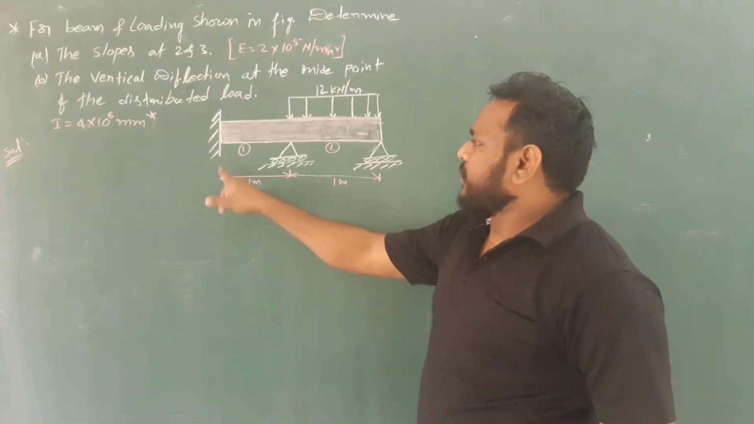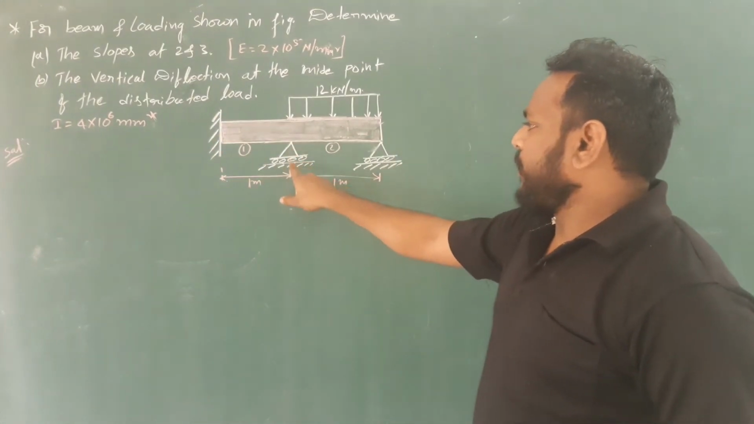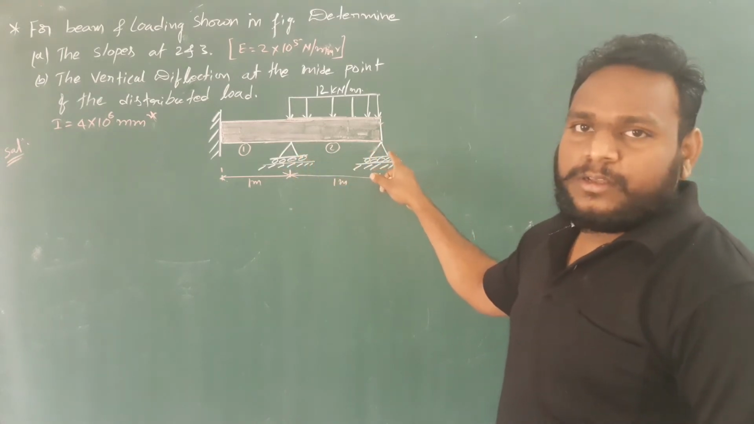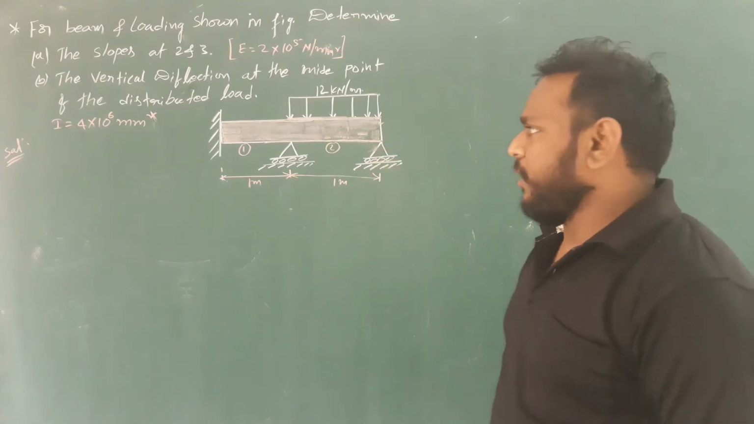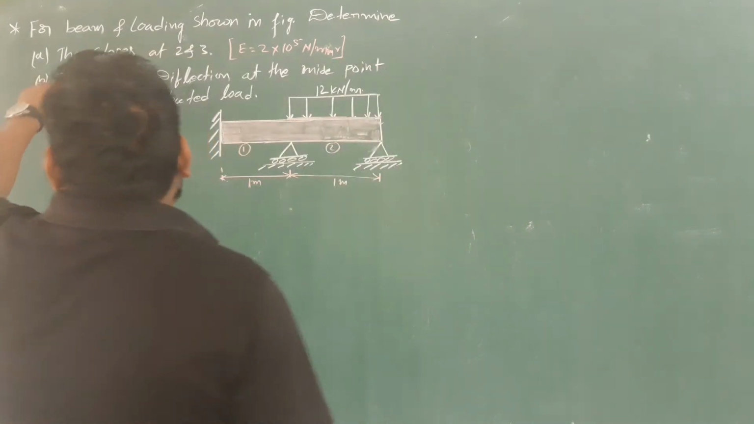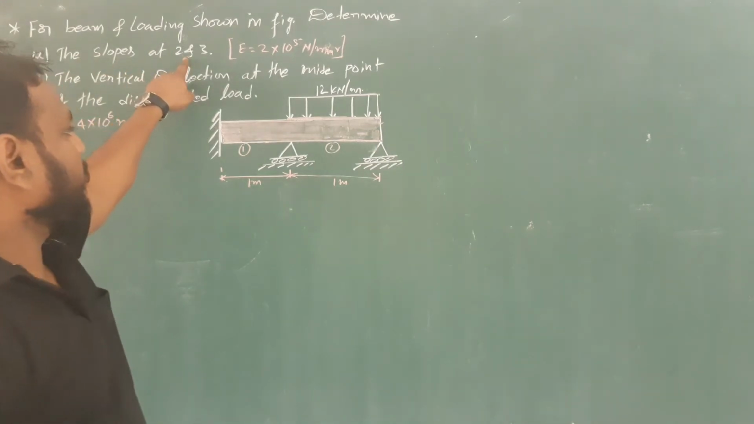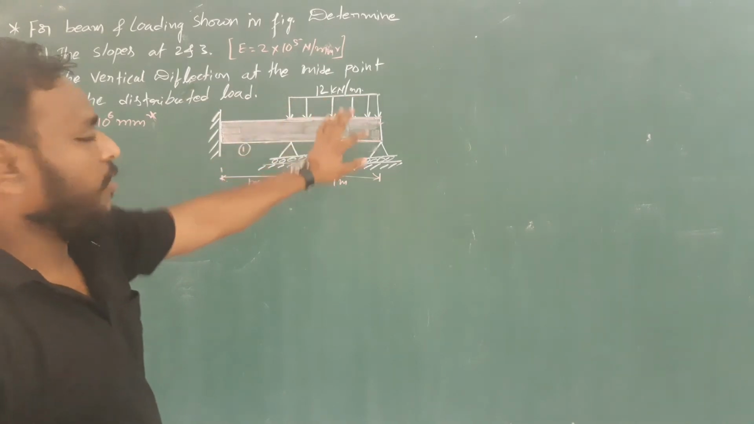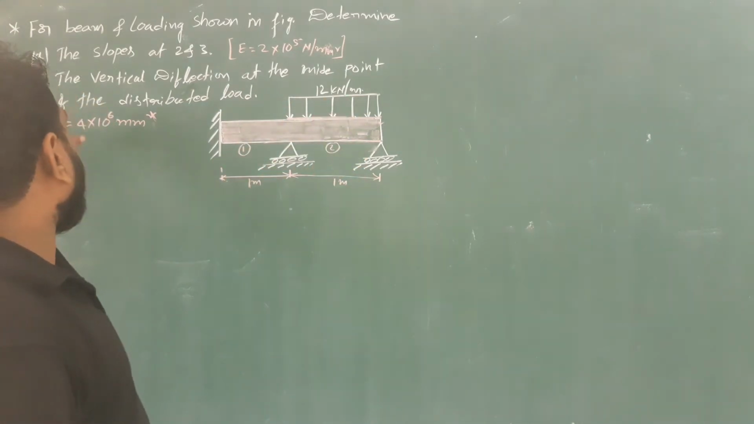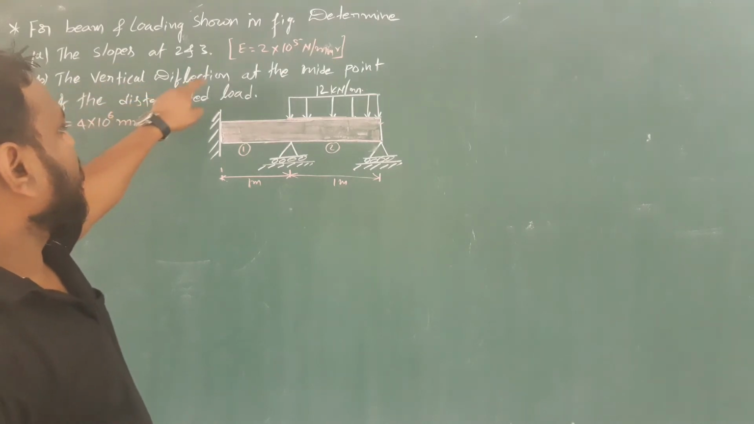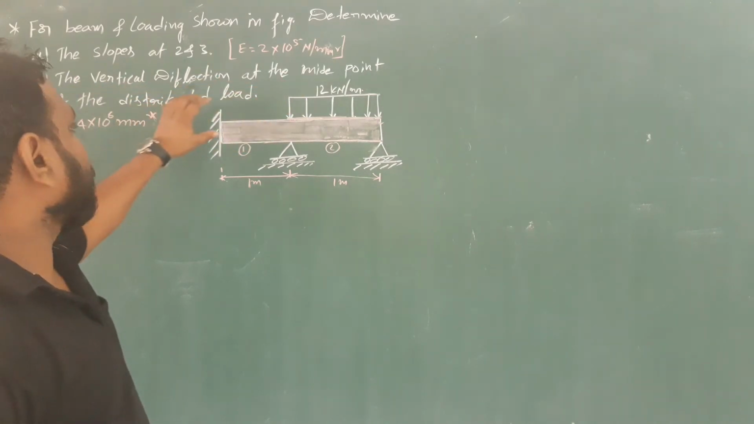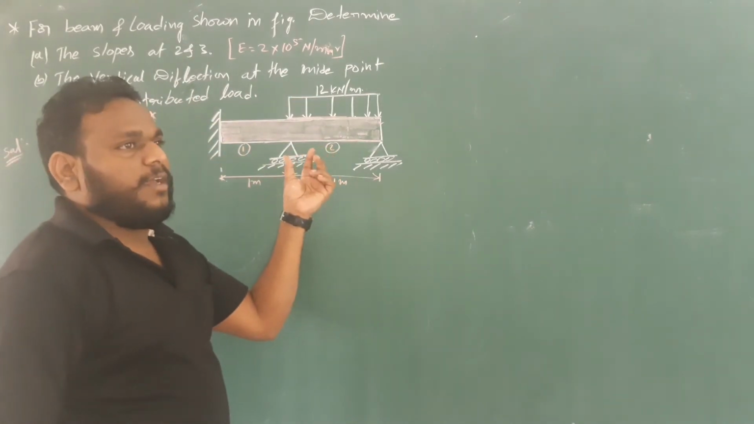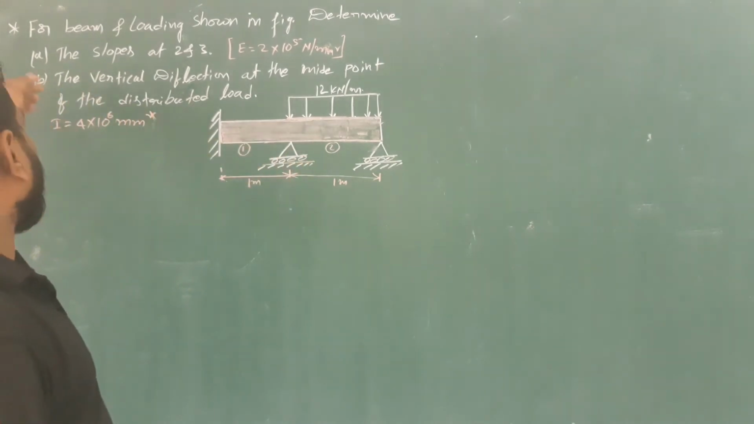One end is fixed, and at the middle one roller support is there, and at the end one more roller support is there. So what we want is to find out the slope at nodes 2 and 3, that is the second node and third node. And also the vertical deflection at the midpoint of the distributed load, that is, what vertical deflection occurs in the beam. That is what we want to calculate.